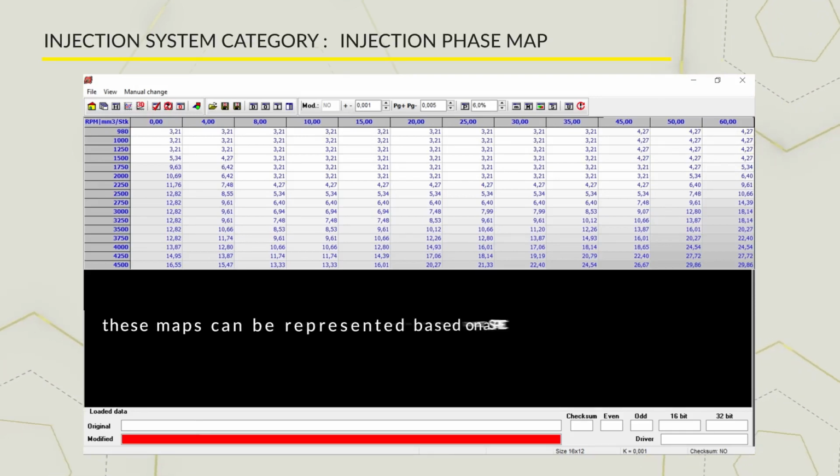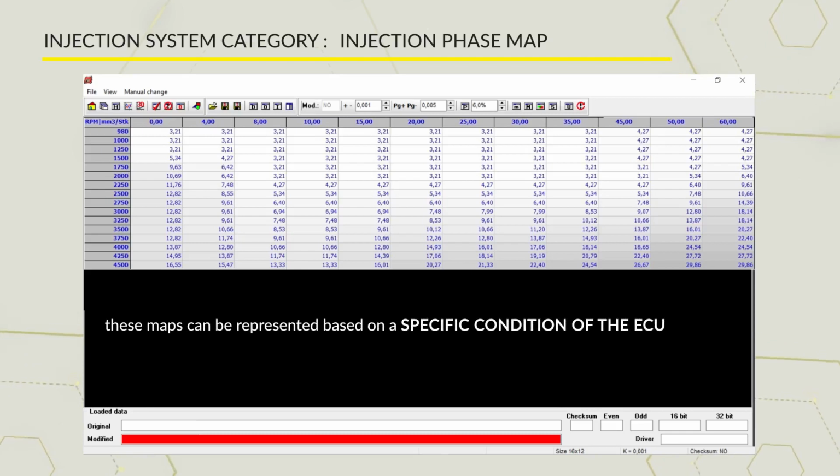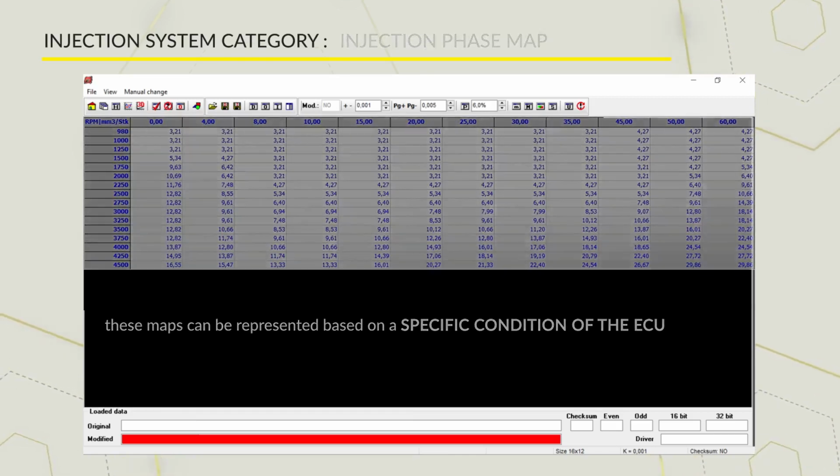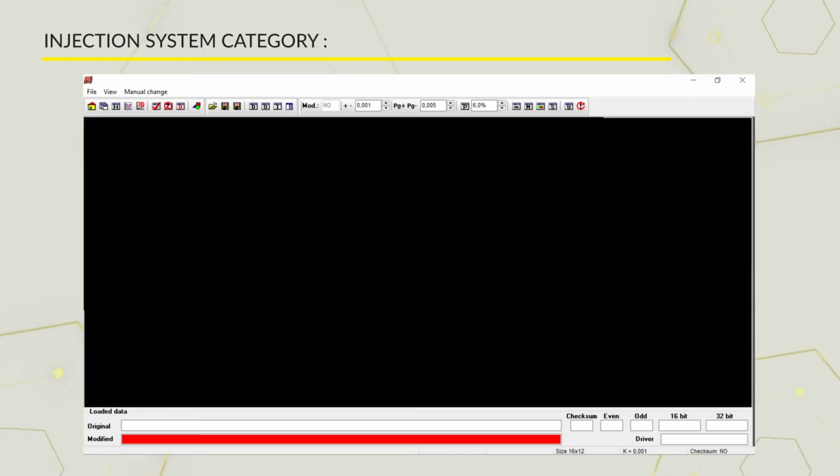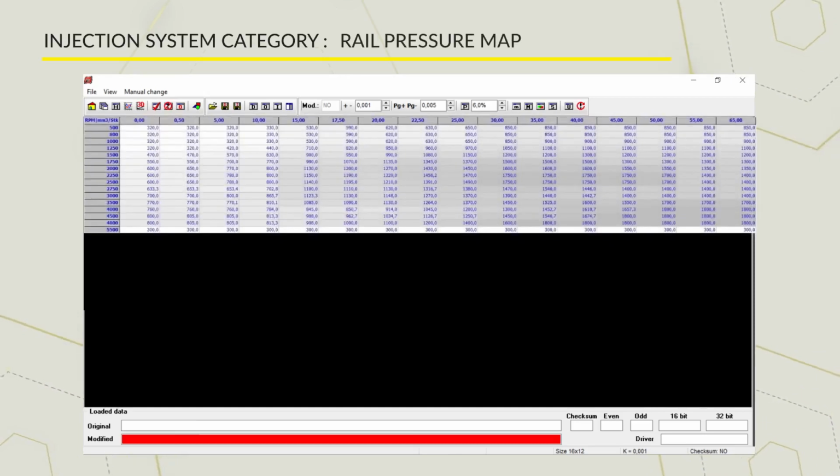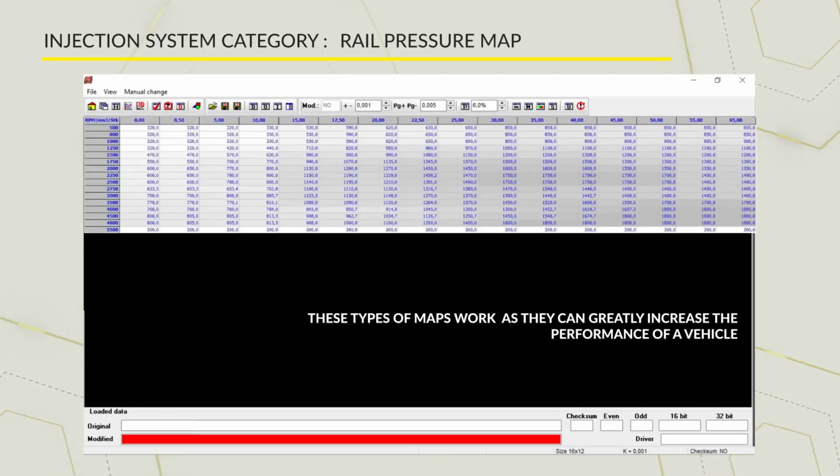Remember that these maps can be represented based on a specific condition of the ECU. For example, there is a group of maps that will be used in a regeneration mode, others during normal operation, or some in a protection mode. Let's analyze another very important map, the rail pressure map. It is important to completely understand how these types of maps work, as they can greatly increase the performance of a vehicle. But in an old car, rather, these could damage the injectors and maybe even the high-pressure fuel pump.